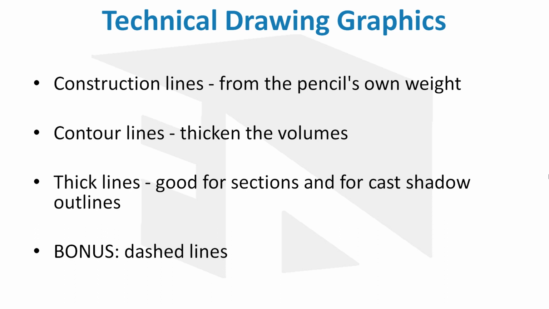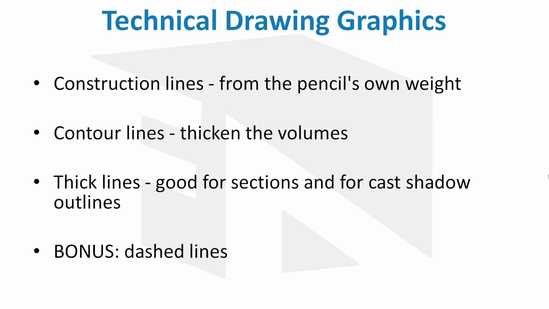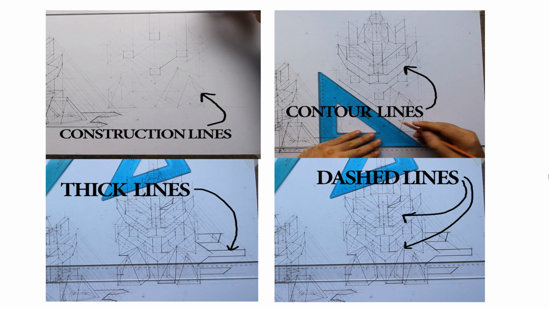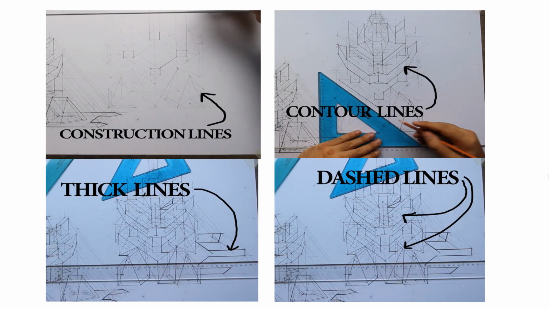You also have contour lines, which basically are meant to show the lines that you see. Okay, so you can see them on the top right hand side. These contour lines make your volume kind of take shape. Okay, then obviously you've got thick lines, which are going to be used for cast shadows, for sections, right? You can see them for the cast shadows there, bottom left hand side, and obviously you've got the dashed lines as a bonus. Okay, they're optional. You can use them to thicken some of the construction lines. Okay, but if you have all these 4 types of lines, then you get really good graphics. Right, that's the end result.